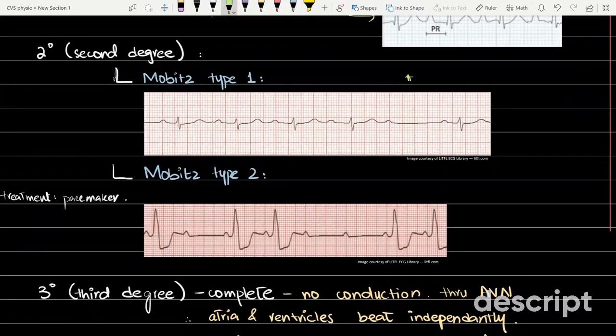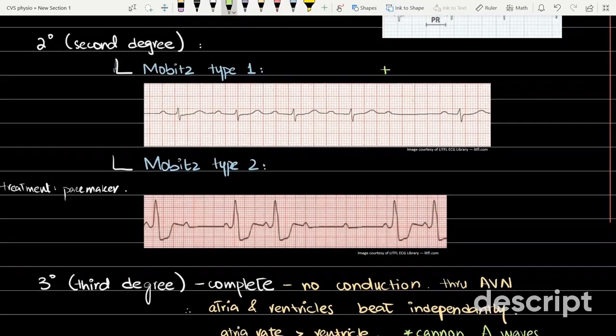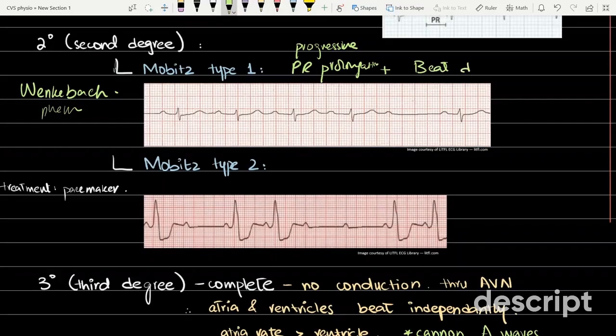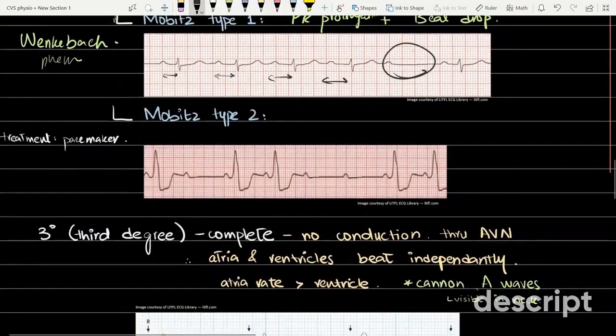Second degree heart block has two different types. The Mobitz type 1, also known as Wenckebach phenomenon, has a progressive PR prolongation along with beat drop. As you can see in this ECG, the PR interval will keep prolonging until there is a beat drop between that. That is second degree type 1 heart block.